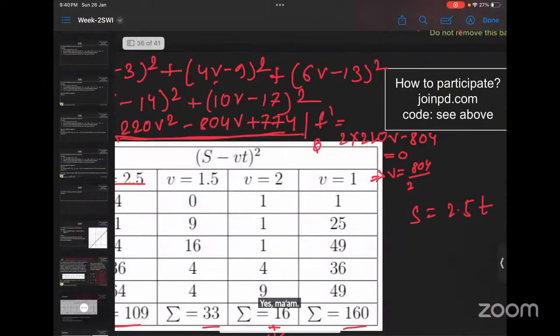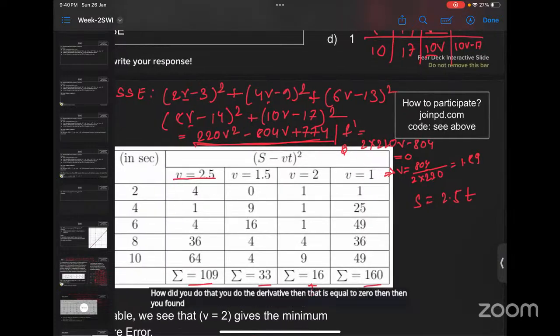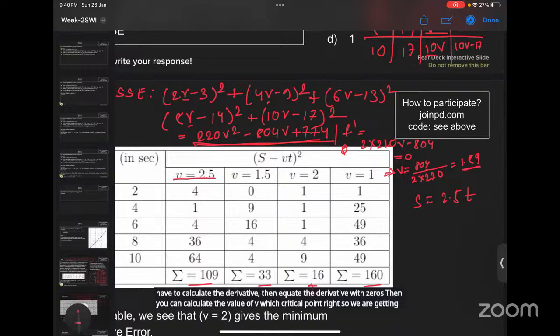So then we get v equals 804 by 2 into 220, right? So this will be equal to 1.82, right? Yes, ma'am. You first do the derivative, then equate it to 0, then you find v. You have to calculate the critical point, right? Okay, got it. So we are getting the critical point as 1.82.